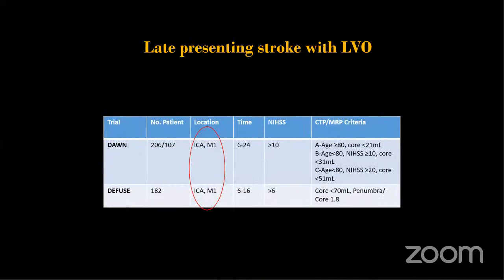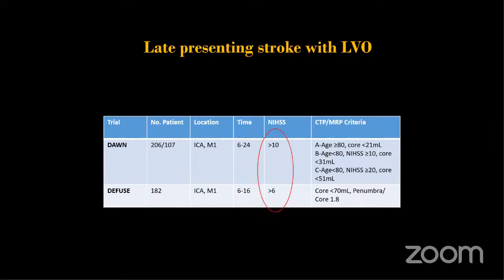The late presenting stroke with large vessel occlusion in DAWN and DIFFUSE 3 is all in anterior circulation, ICA or M1. The time window in the DAWN trial was 6 to 24 hours, while in DIFFUSE 3 it was 6 to 16. DIFFUSE 3 was sponsored by the NIH, while the DAWN trial was an industry-sponsored trial. However, the results were overwhelming for significant outcome.